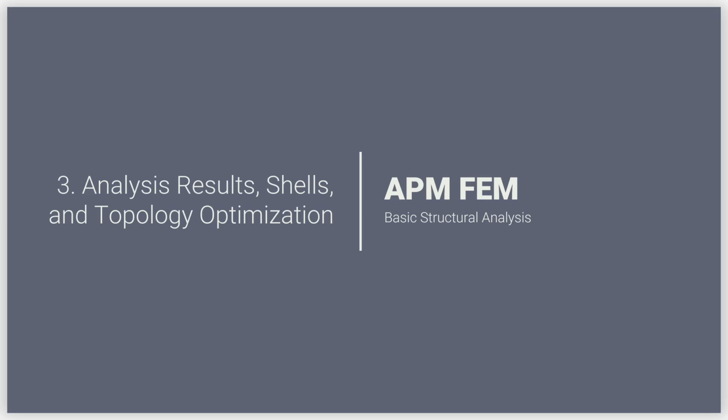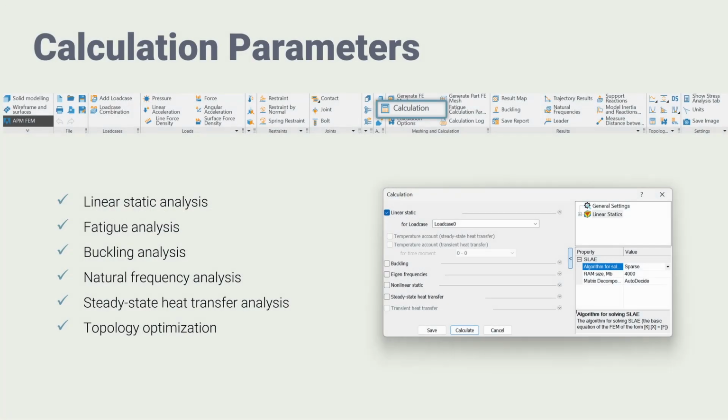In this lesson, we'll explore the available analysis types and the concept of topology optimization. Before starting the analysis, configure the analysis parameters. For the majority of analysis types, you can select the solving algorithm and specify the amount of RAM allocated for the analysis. The available parameters depend on the analysis type. For natural frequency analysis, for example, you can also specify the number of natural frequencies to extract.